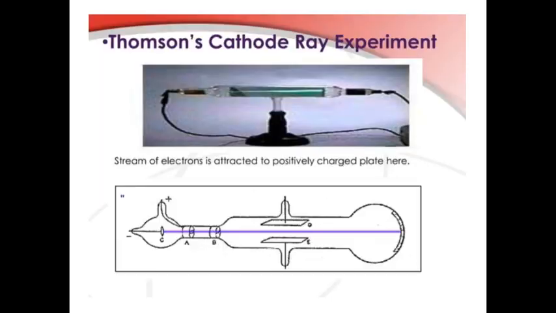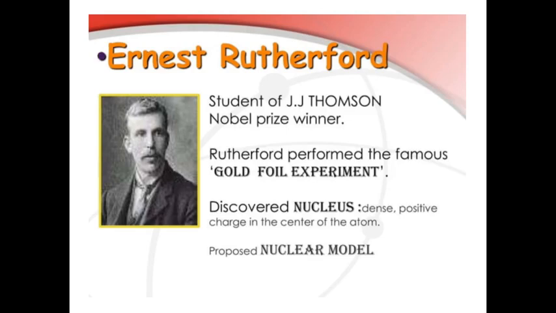You will see Thomson's cathode ray experiment here, where you have a stream of electrons that is attracted to a positively charged plate. You can see it here, a stream of electrons attracted to a positively charged plate. Okay, so this is generally the summary of J.J. Thomson's experiment, and the next person was Ernest Rutherford.